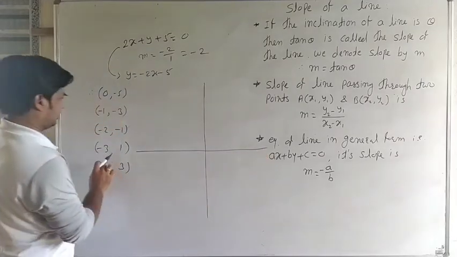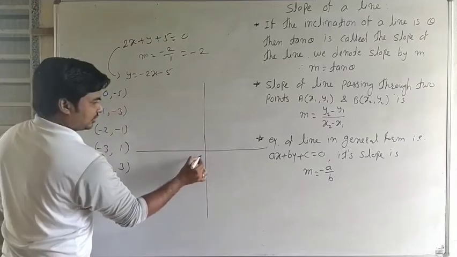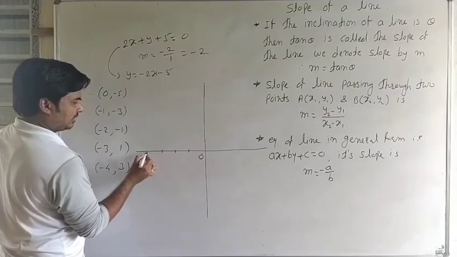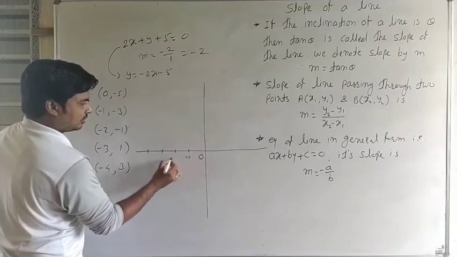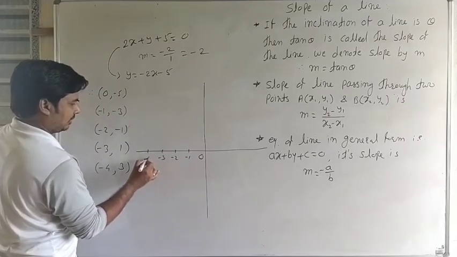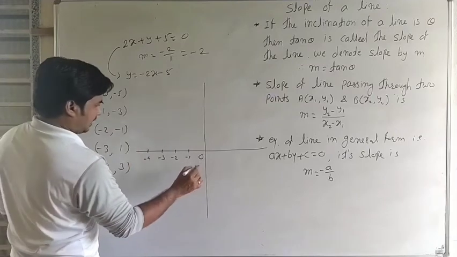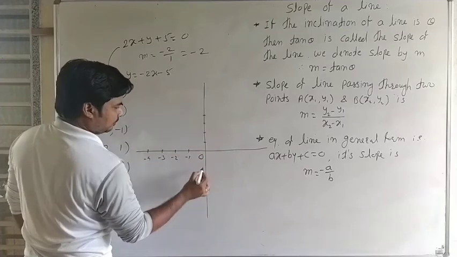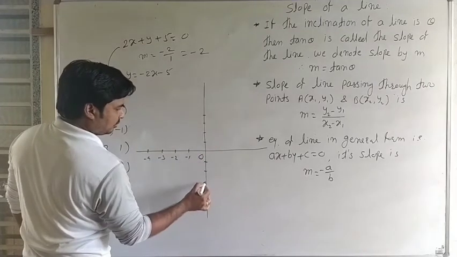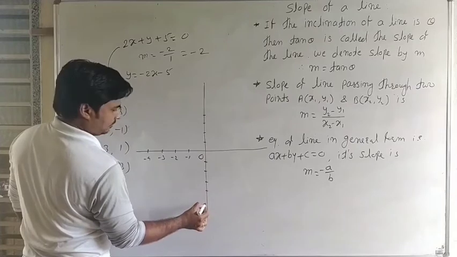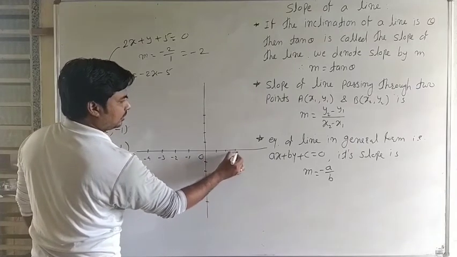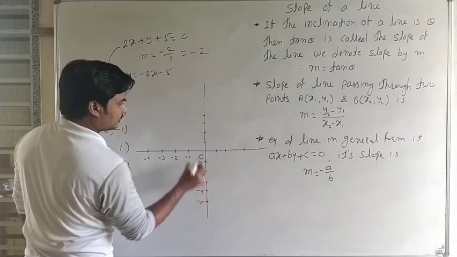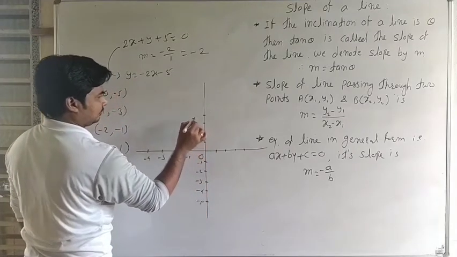It is x-axis, y-axis. Okay, it is 0, -1, -2, -3, and -4. On the y-axis it is 1, 2, 3, 4, and -1, -2, -3, -4, -5.